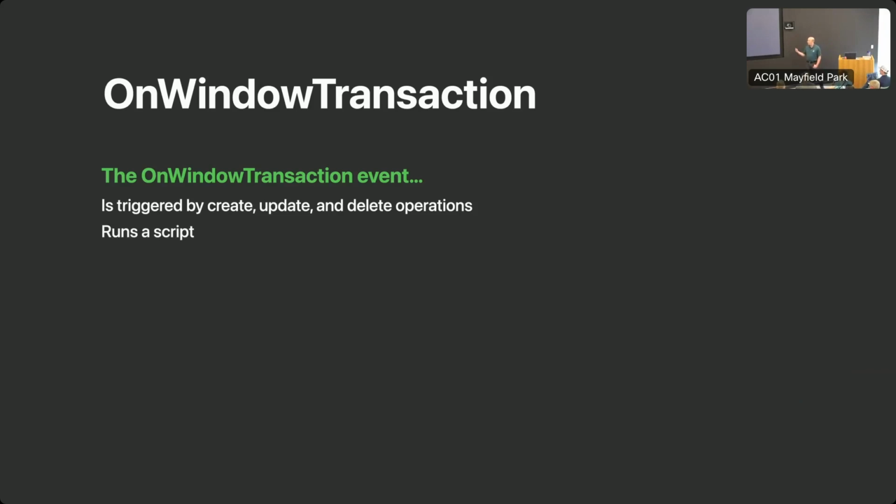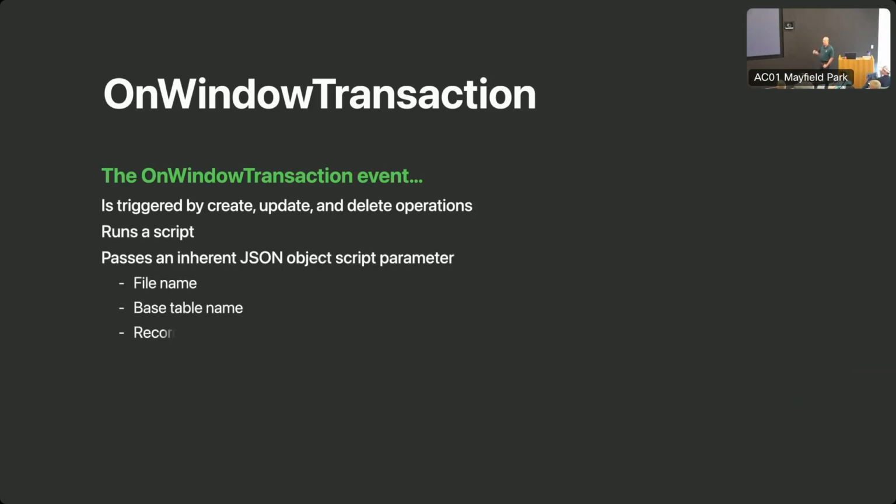And what it does is two things. It runs a script, that's what script triggers are supposed to do. But then it passes an inherent JSON object script parameter to the script that it triggers. And that JSON object contains these four things. You get the file name, the base table name. You also get the record operation: was it creating, modifying, or deleting? And then it also returns the internal record ID that FileMaker has assigned to that record, not its count, not the record number, it's the record ID.